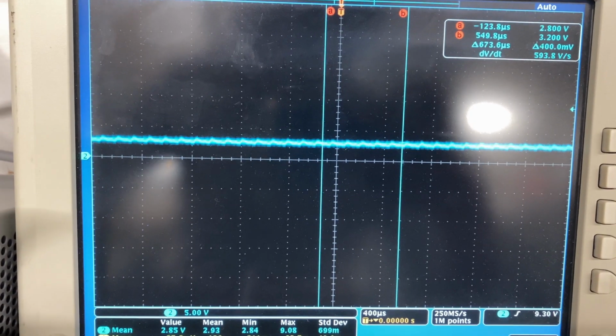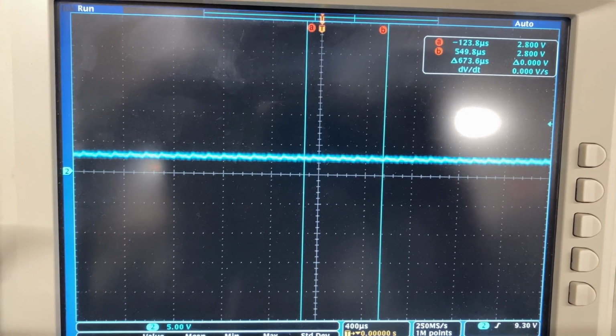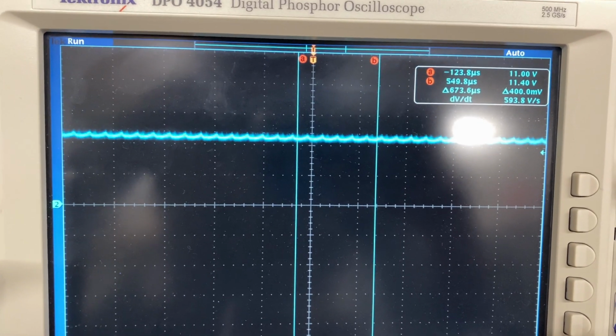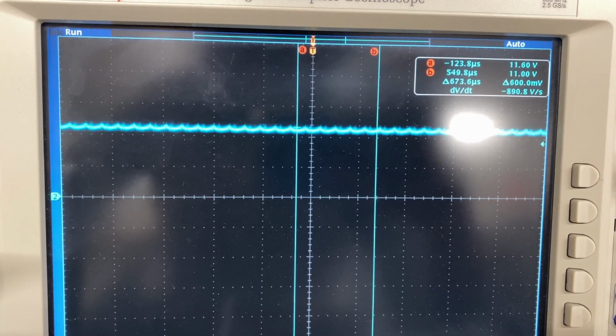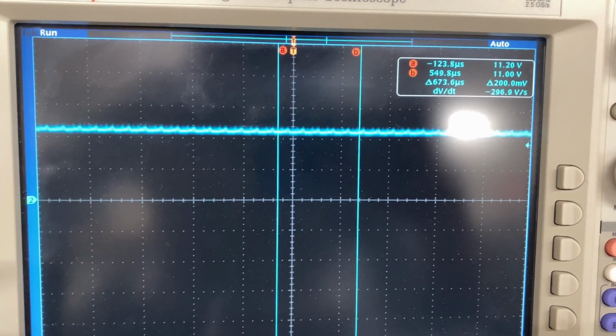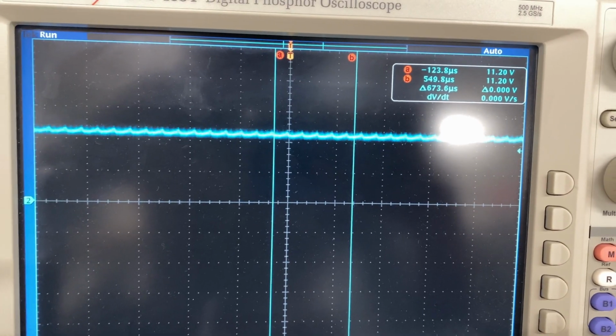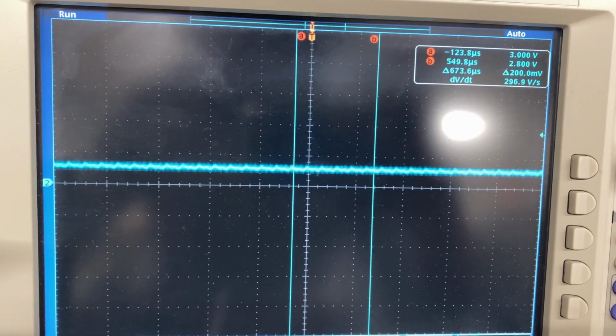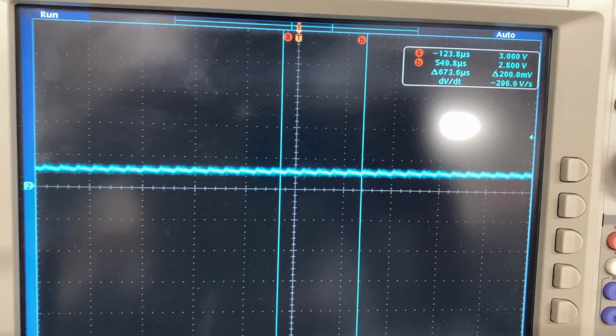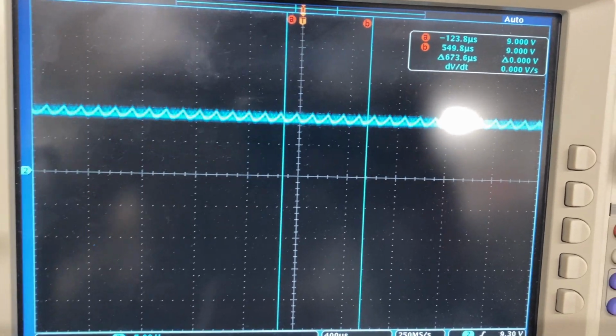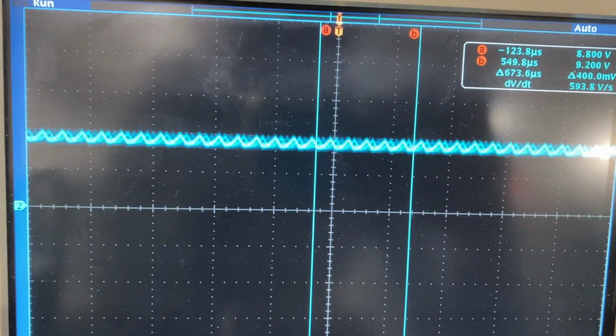As we change the duty cycle from 10% to 90%, the output voltage increases. If I decrease the duty cycle back to 10%, we can see that the output voltage is reduced accordingly. In general, under ideal conditions, the output voltage can be calculated by multiplying the duty cycle with the input voltage.